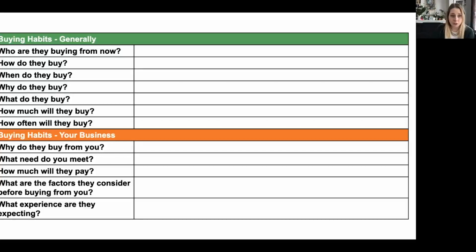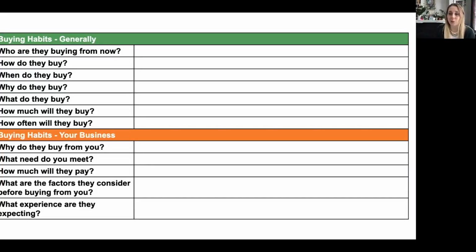So these are a lot of the questions that we already discussed. So who are they buying from now? Who are your competitors? How do they buy? Is it online? Is it in person? Do they need to touch? Do they need to feel? Do they need to see someone using the product? Are they okay with just scrolling through a website and seeing it in picture form? Do they want videos?